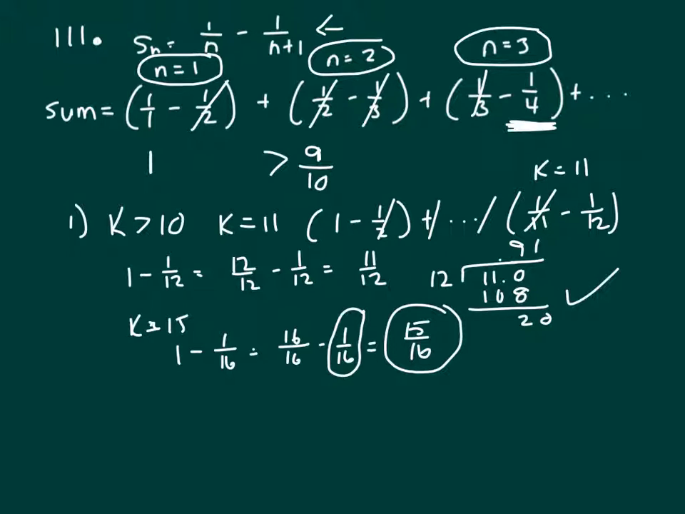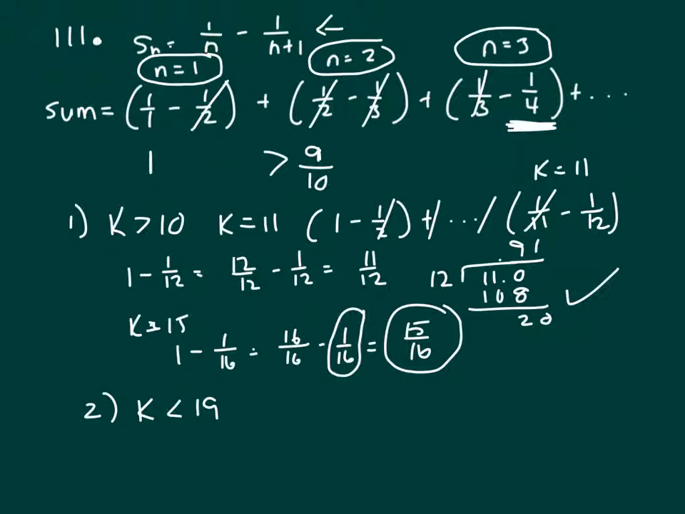So clue 1 works. Clue 2 says k is less than 19. Well, you know that it works for 10. It works for k 11 and 15. It's going to work all the way up to 18. So let's look at values of k that are smaller. I'm running out of board space.